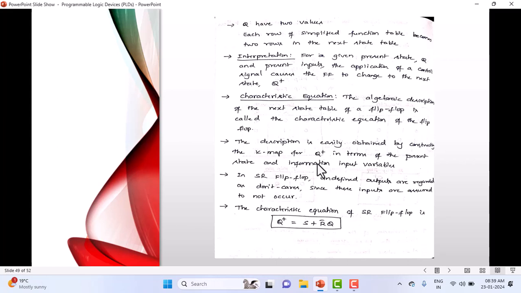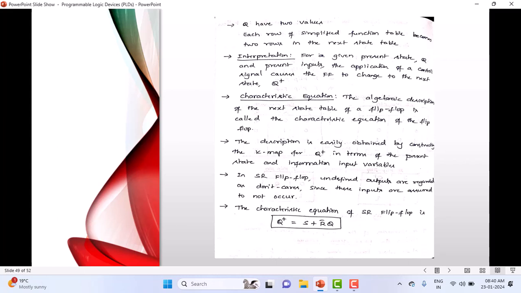There's a lot of difference between the truth table, normal equation, and characteristic equation. In order to develop the characteristic equation, you should develop what is called the state table, and based on that you can write the characteristic equation. What is a state table? I will describe it by taking an example.